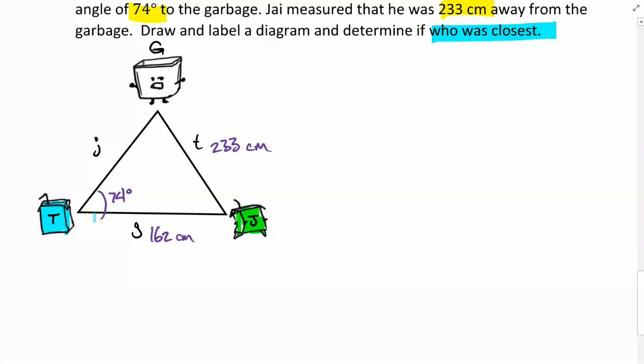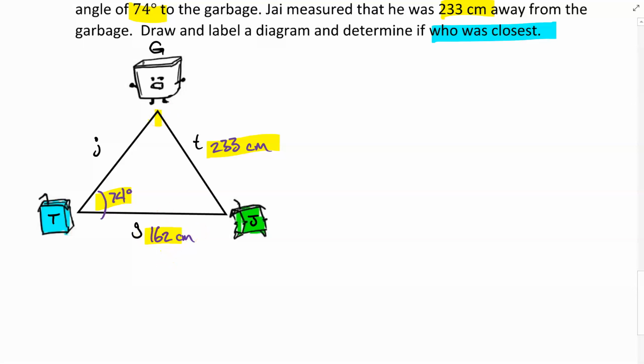We know that Tru Shannon has a 74-degree angle, and we have a matching 233 here, which is great. Of course, this is pointing us towards using the sine law. I also have a 162 here, which is good because, using the sine law, I can actually figure out this angle G.